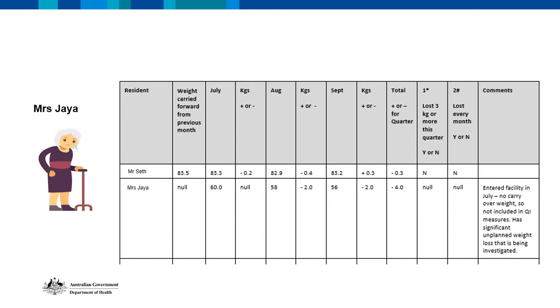You decide to refer Mrs. Jaya to the registered nurse to further investigate the cause of the weight loss. You include a comment on the recording sheet that states, "Entered service in July, as such was not included under the QI program definitions, but has significant unplanned weight loss that is being investigated." Even though Mrs. Jaya couldn't be counted for this quarter under the QI program definitions, it is important that her weight at the end of the quarter is recorded to ensure she can be counted for the following quarter.